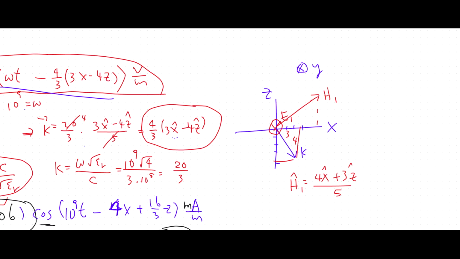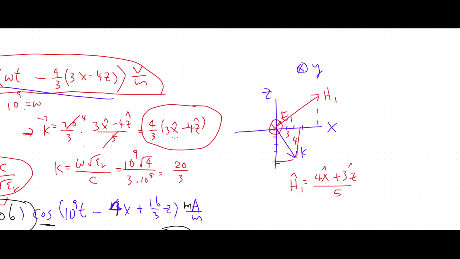Are you with me? E1, E2 to K, or H1, H2 to K, right hand, left hand. E cross H is K is always right hand, regardless of polarization. E cross H is always using the right hand. That's the Maxwell equation. Only E1, E2 to K, or H1, H2 to K, depends on the polarization sense, right hand or left hand. Everything else, right hand. Questions?